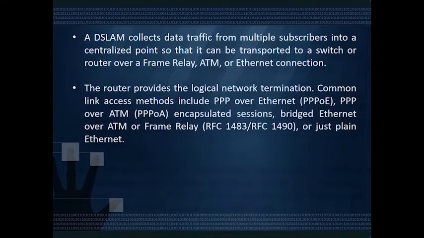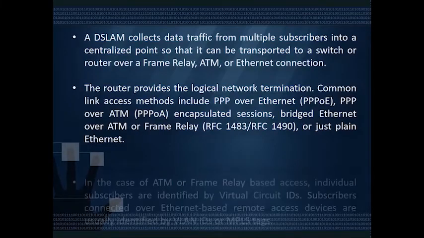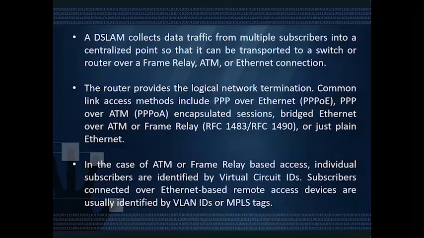The router provides the logical network termination. Common link access methods include PPP over Ethernet, PPP over ATM, encapsulated sessions, bridged Ethernet over ATM or frame relay, RFC 1483, RFC 1490 or just plain Ethernet. In the case of ATM or frame relay based access, individual subscribers are identified by virtual circuit IDs. Subscribers connected over Ethernet based remote access devices are usually identified by VLAN IDs or MPLS tags.